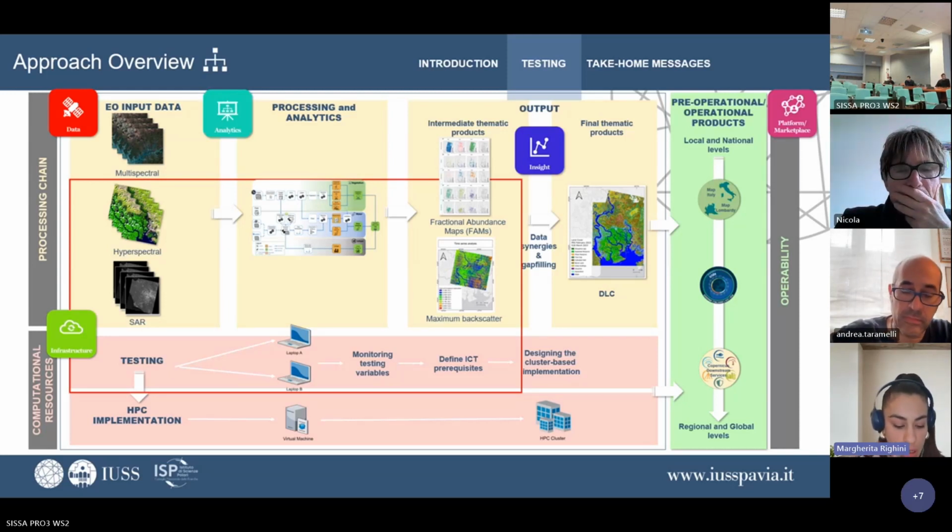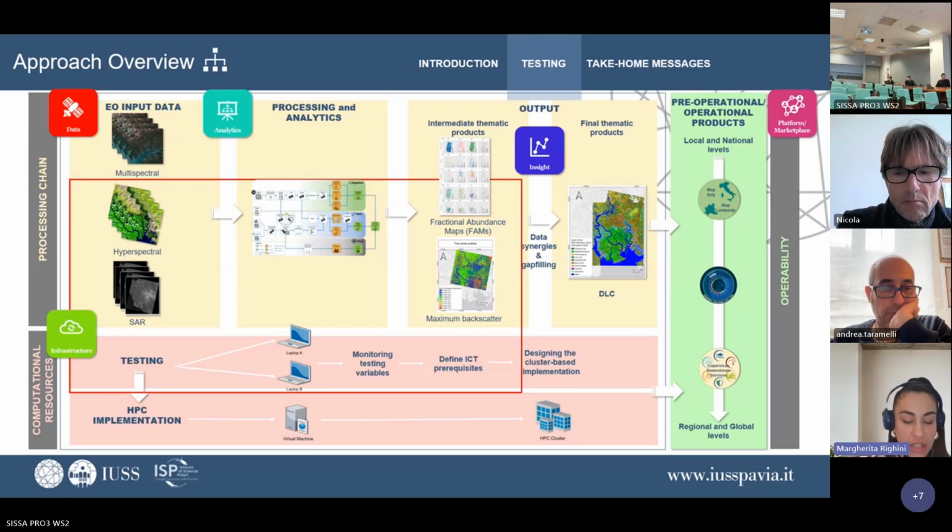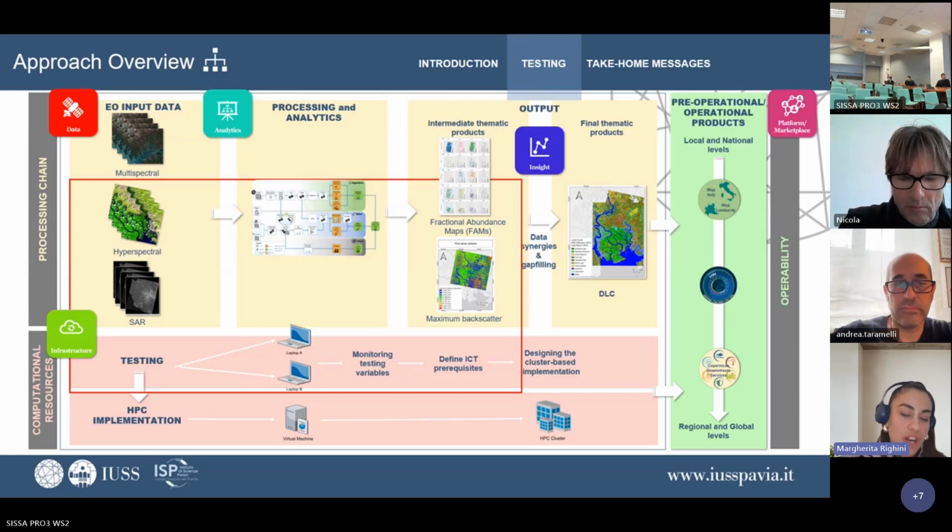As mentioned before, we are still in the first testing stage concerning the processing of different raster data to obtain intermediate and final dynamic land cover products, exploiting the available resources and infrastructure. Today we are presenting a pilot test considering different data inputs and processing to finally obtain some intermediate thematic products, and monitoring some test variables to define the required computational resources.